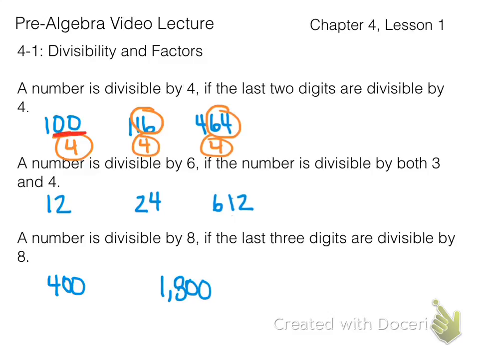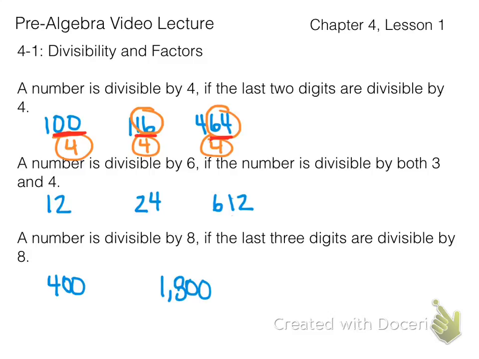So this really only works for 3-digit numbers or higher. But if you have a 2-digit number, like 64 or 24 or some of the other ones, it's really easy to see. But you kind of just need to know your multiplication facts for 4.